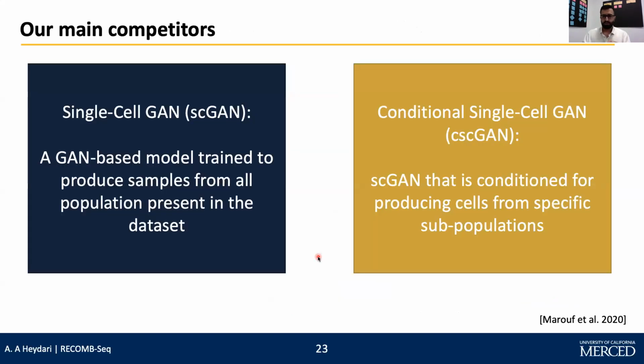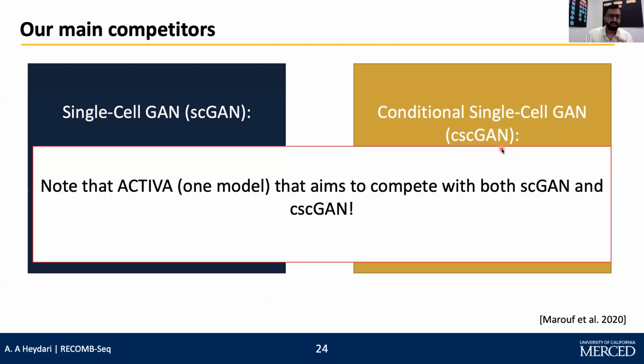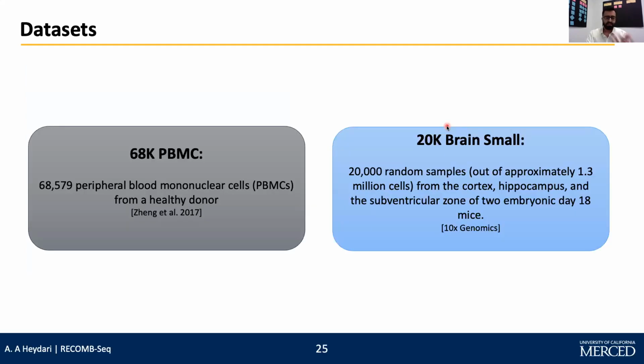Now I'm going to talk about our results. The two models that we're going to compare against are the two state-of-the-art models, the CGAN, which is generating data from all populations, and the conditional CGAN, which is generating specific cell types. And we have one model that's trying to compete with both of these models. That's another thing to keep in mind: if you want to have both of these capabilities, you have to train two different models. With ACTIVA, you can train one model that can do both. The data sets that we're going to use are fairly standard, the 68K PBMC and the 20K brain small. And here are the results.